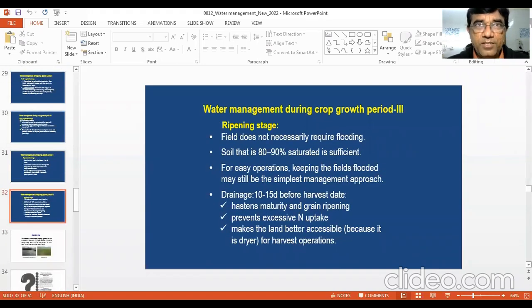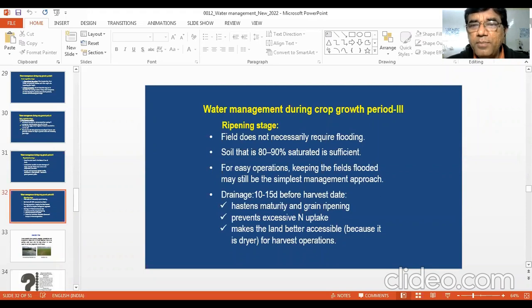Now ripening stage means after the pollination and fertilization, your grain development starts, and then in the end comes your ripening stage. So during ripening stage, presence of ponded water is not necessary. It is never necessary. So field does not necessarily require flooding during ripening phase. Soil that is 80 to 90% saturated is sufficient. Means soil can go below the field capacity and there can be 10 to 20% depletion of soil water. And this will not affect your grain yield and other yield attributes.